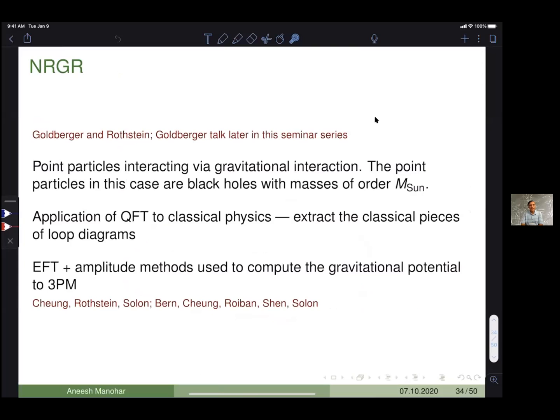Another application of non-relativistic systems is NRGR, which Walter Goldberger will talk about, where the point particles in this case are solar mass black holes. And the new feature here is that you're doing loop diagrams in a QFT, but you're still doing classical physics. So there are classical pieces in loop diagrams, and you have to figure out how to extract them and calculate the gravitational potential between black holes. And this is relevant, for example, for LIGO and so on, where you need very accurate potentials to high order in the PN expansion.